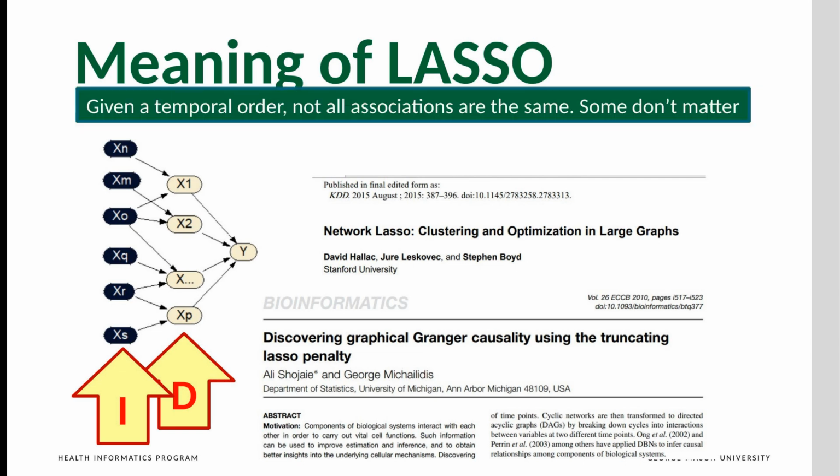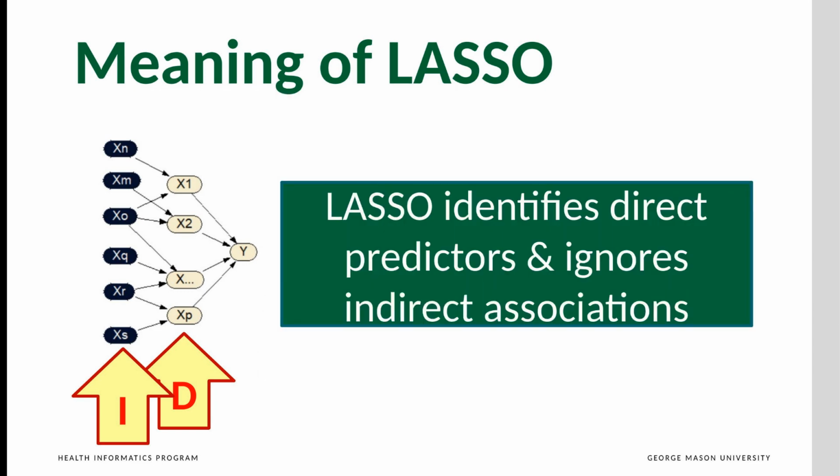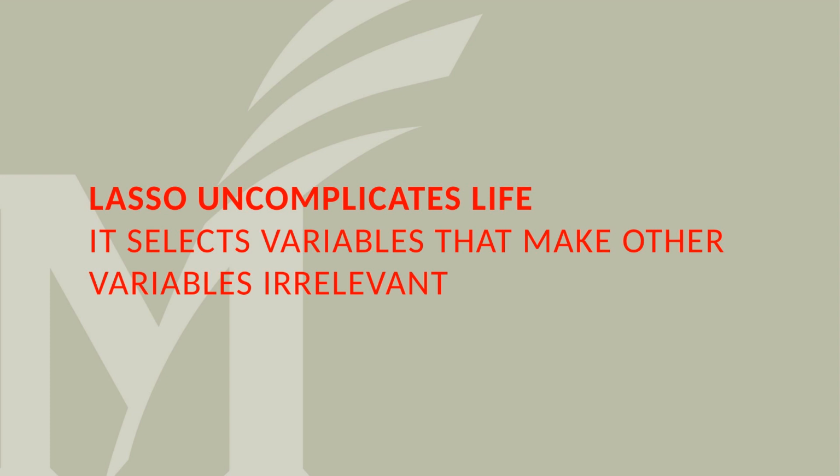LASSO and the temporal order of variables can tell us a great deal about what associations matter and what correlations can be ignored. It identifies direct predictors and ignores indirect associations. Thus, it tells what correlations can be ignored. LASSO uncomplicates our lives by selecting direct associations and ignoring many other associations in the data.